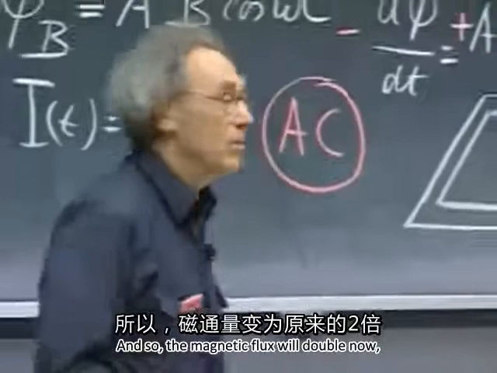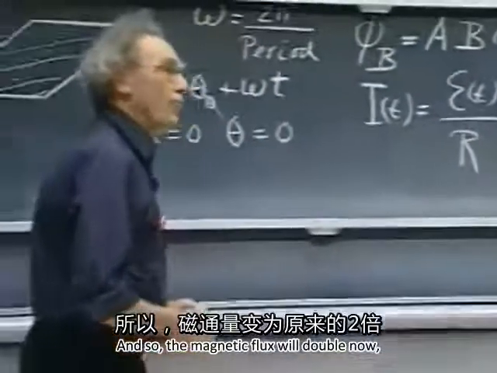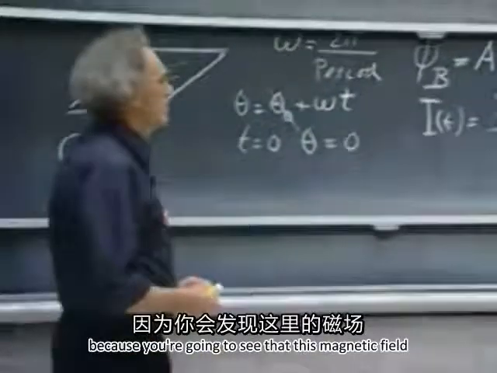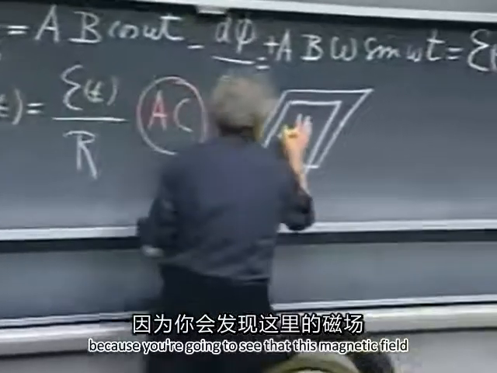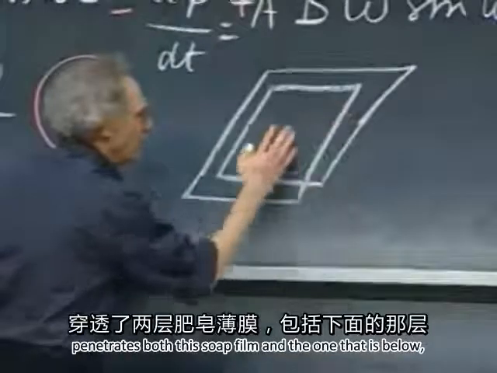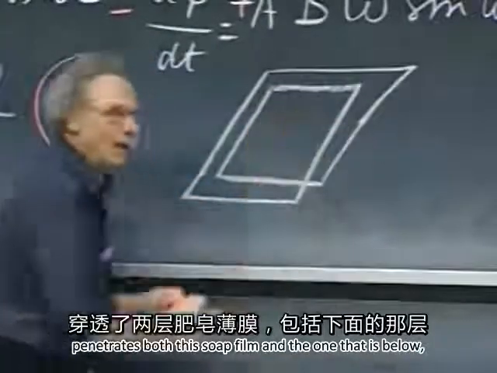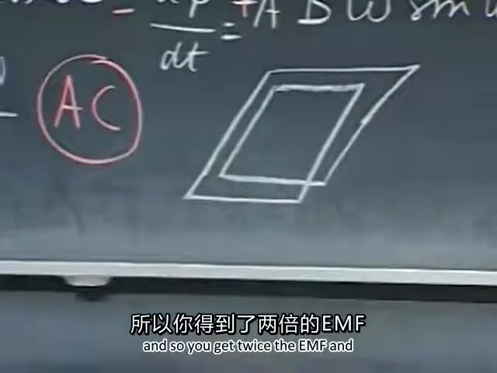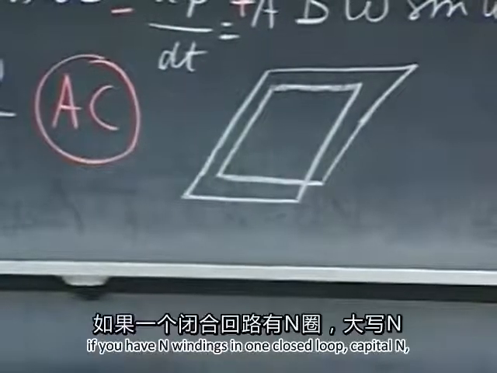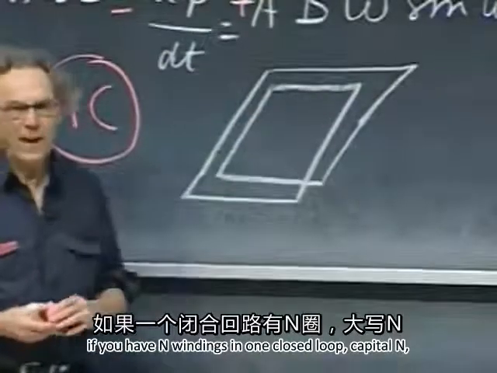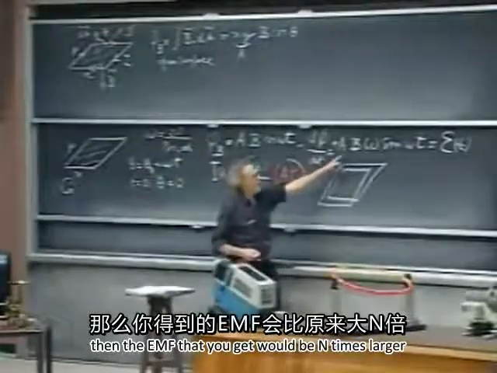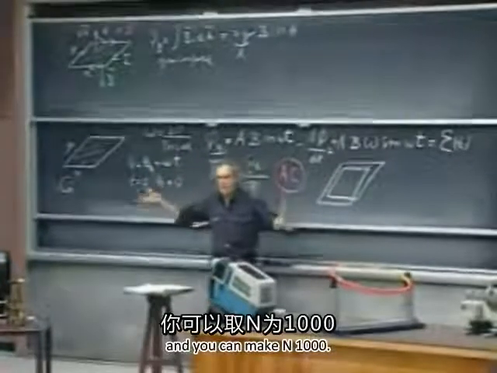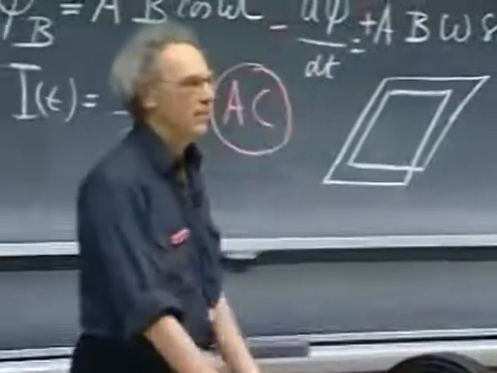And so the magnetic flux will double now, because you're going to see that this magnetic field penetrates both this soap film and the one that is below. And so you get twice the EMF. And if you have N windings in one closed loop, capital N, then the EMF that you get would be N times larger. And you can make N 1,000. There's no problem with that.